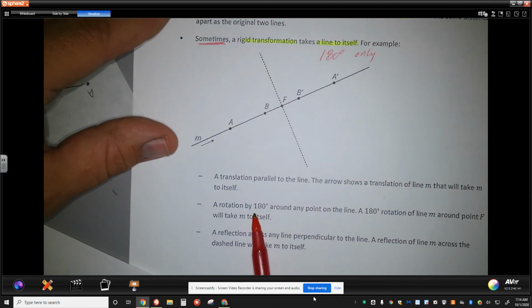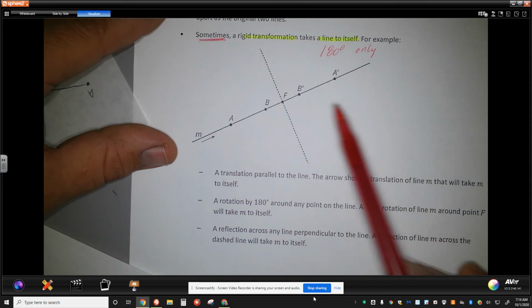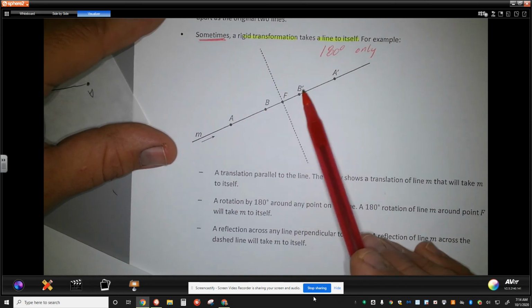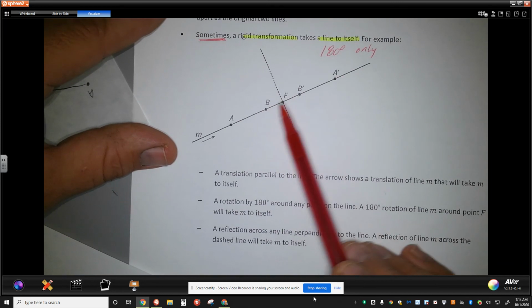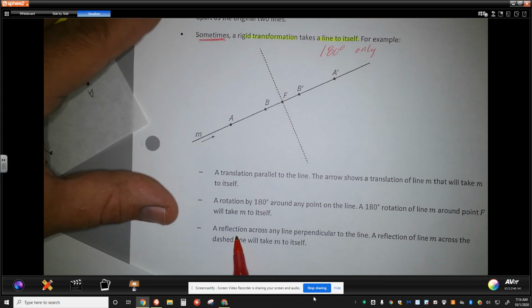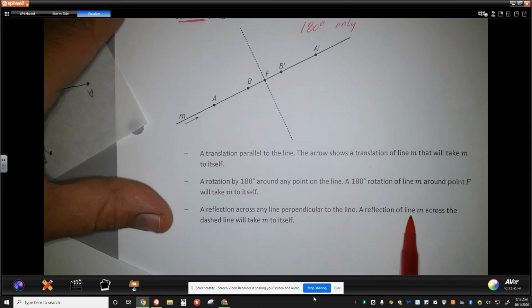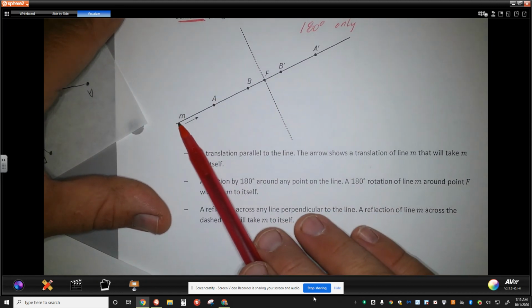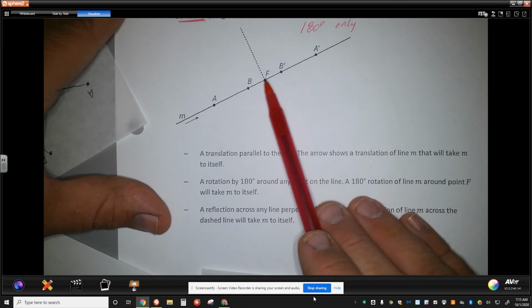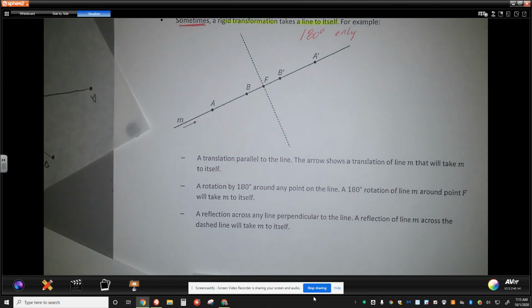A rotation of 180 degrees around any point on that line will be line M. Again, it will just take the distance, such as B to B prime. It will take it to the opposite side of the center of rotation and still have the same distance away from that center. A reflection across any line perpendicular to the line is the third point that we want to have here. A reflection of line M across dashed line M will just be itself. So as if I were to fold this figure across this line, line M would just land right on top of itself.